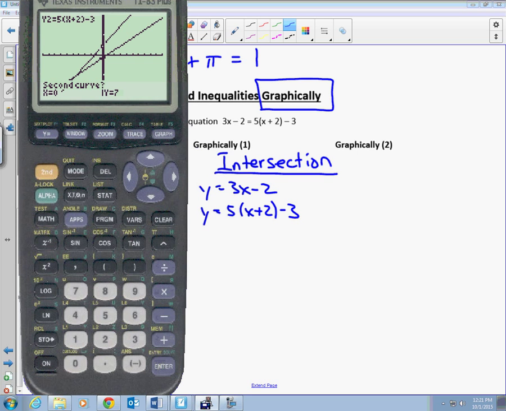Then it jumps the cursor to another spot. And it says y sub 2 is 5 times x plus 2 minus 3. Is that our other one? So we press enter. It then asks if I would like to guess. I don't need to guess. So I press enter, and it's going to think, and it's going to find that, in fact, x is equal to negative 4.5. So we did second, calculate, and we pressed number 5, intersection.